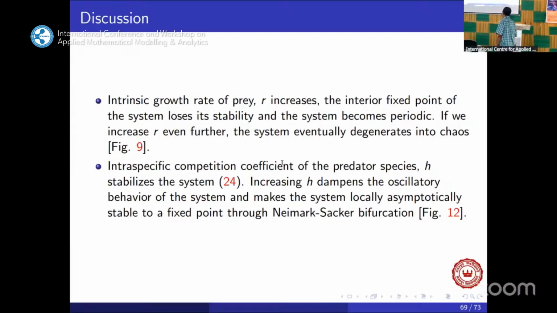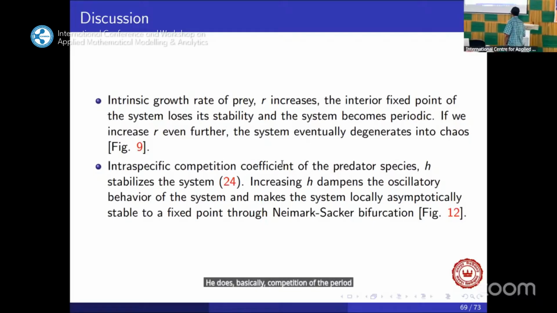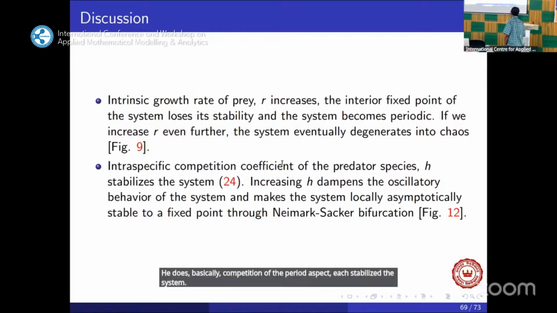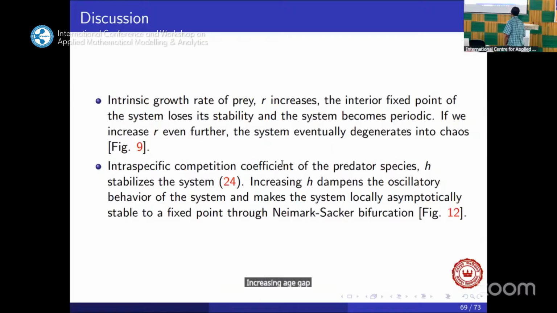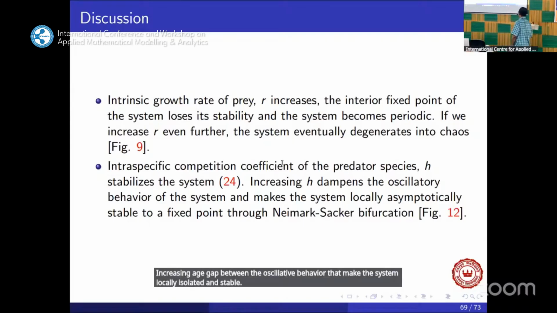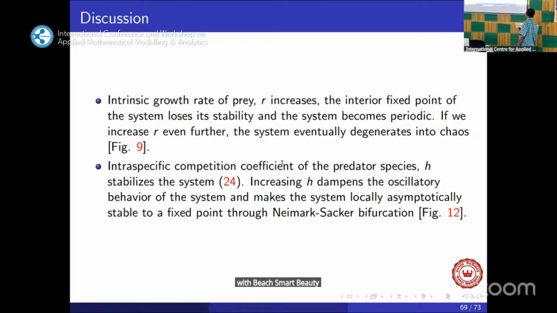You have already seen in figure 9. Interspecific competition of the predator and prey stabilizes the system. Increasing H dampens the oscillatory behavior, which makes the system locally asymptotically stable to a fixed point, through Neimark-Sacker bifurcation.